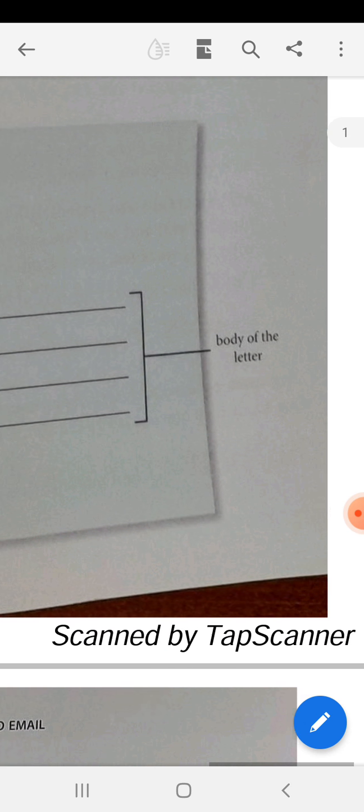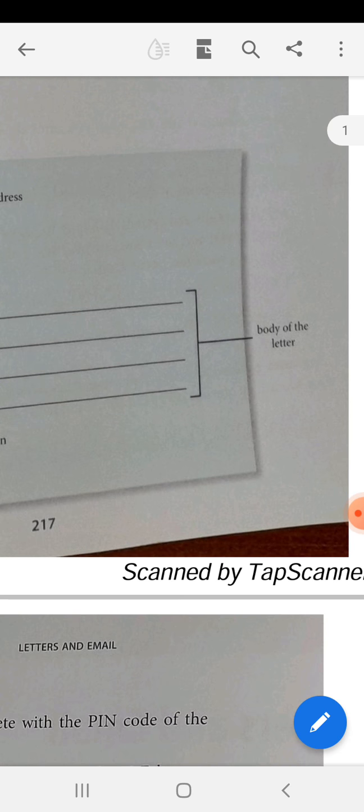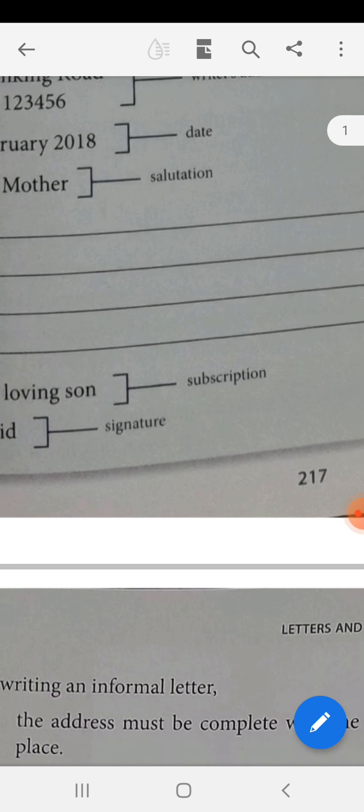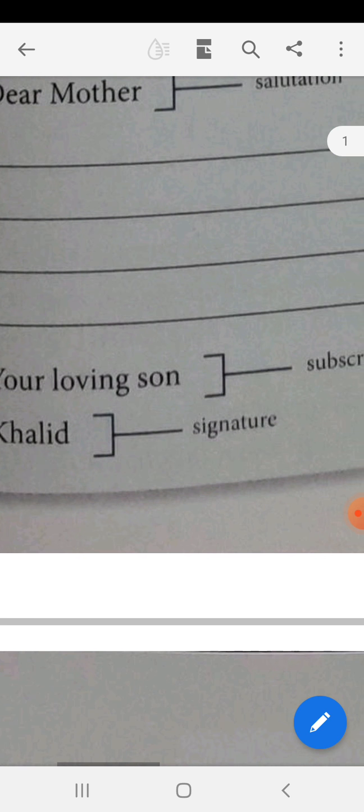And then there comes the body of the letter. The body of the letter will have the content which is related to the purpose of your letter, whatever you have to write about. After writing the letter, you will end the letter with the subscription, and that will be at the bottom left.